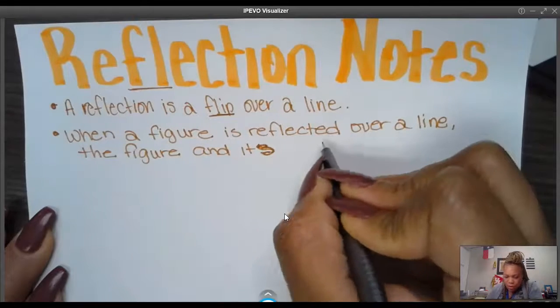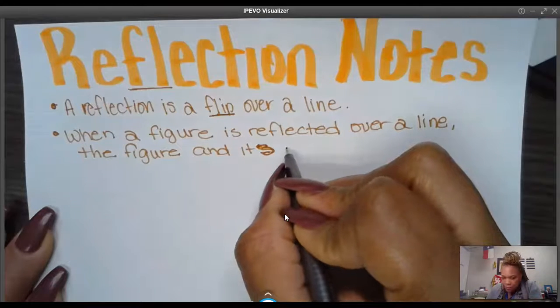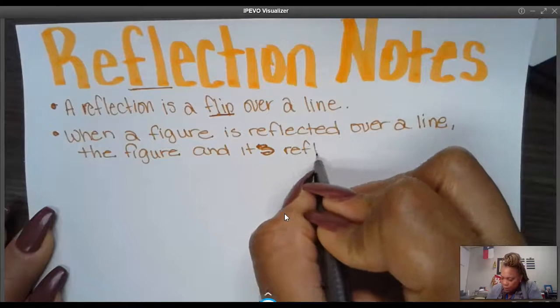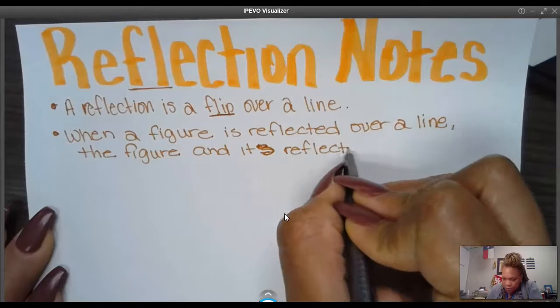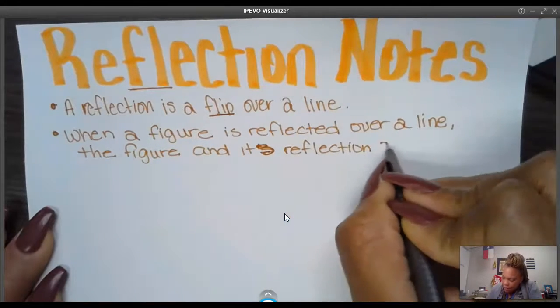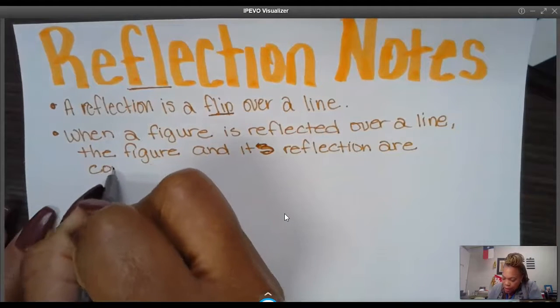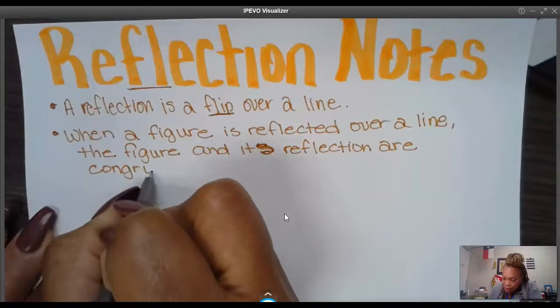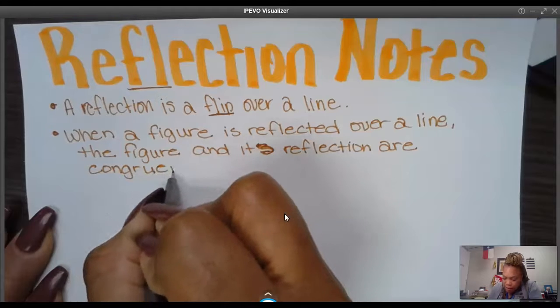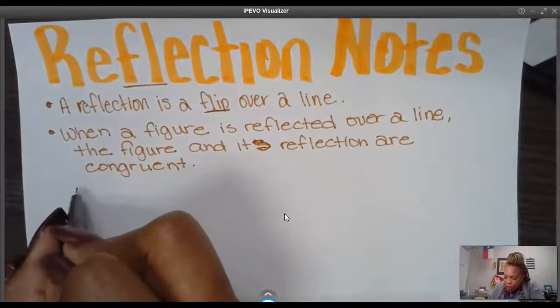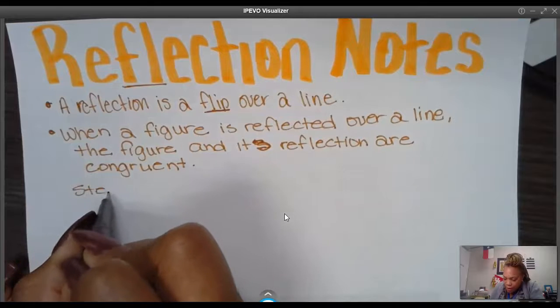I'm going to remove that apostrophe. That's not right. And we remember the word congruent means same shape, same size. So they are congruent. Okay, in order to do a reflection, I'm going to give you 2 easy steps.